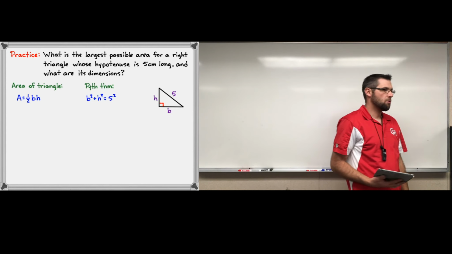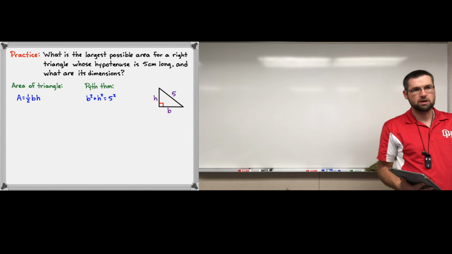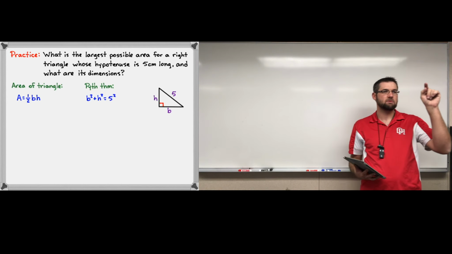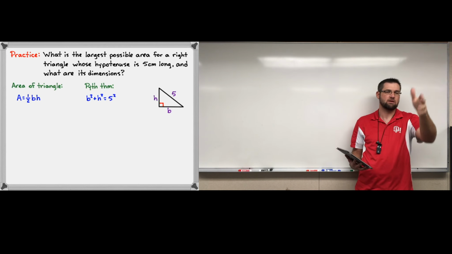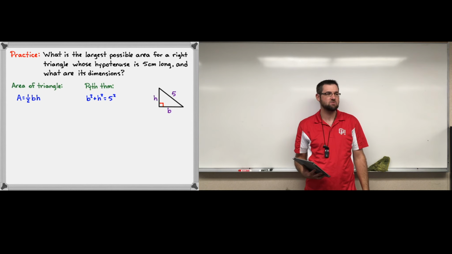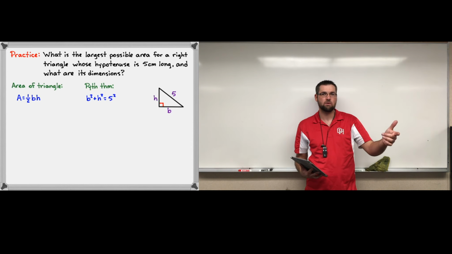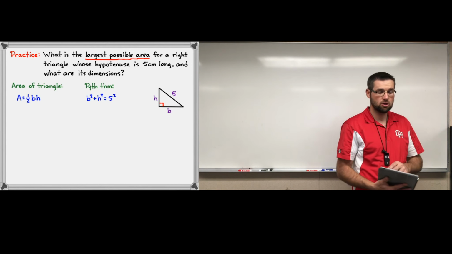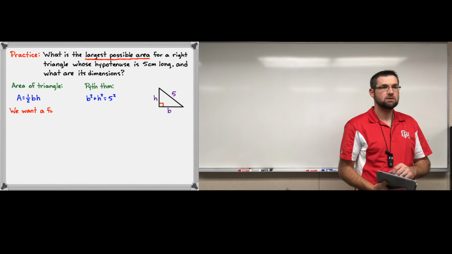Now, what was the next step in our process? We drew the picture. We wrote down any equation we could. What are we trying to optimize? Are we trying to optimize area or a side length for the Pythagorean theorem? Area. So next step, get a single variable. Right now, area has b and h in it. So we want to get rid of the h or get rid of the b, right? So we're going to solve for one of those in the other equation.